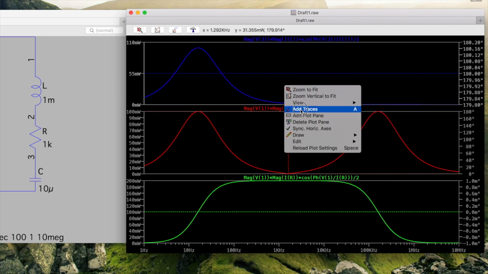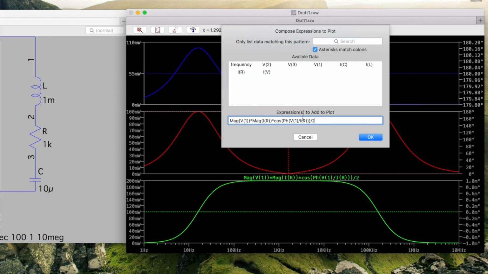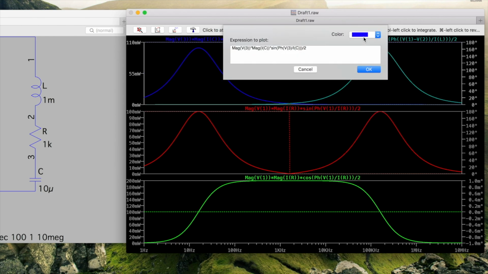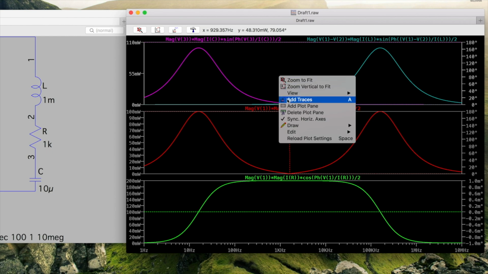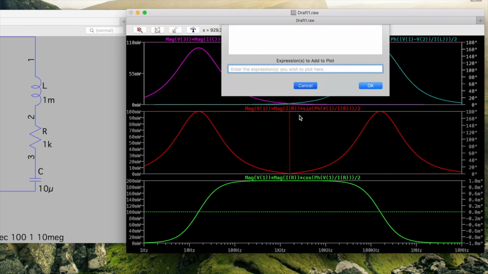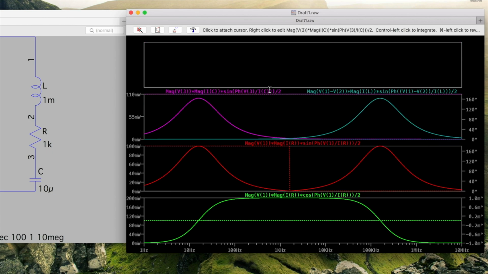I also adapt the phase from which we take sine. I perform the same adaptation for the power consumed by the inductance, subjected to the voltage V1 minus V2. By the way, as all components are in series, the current is the same wherever you look. Again, I change color for the readability. Finally, I add a table showing the current in the circuit.